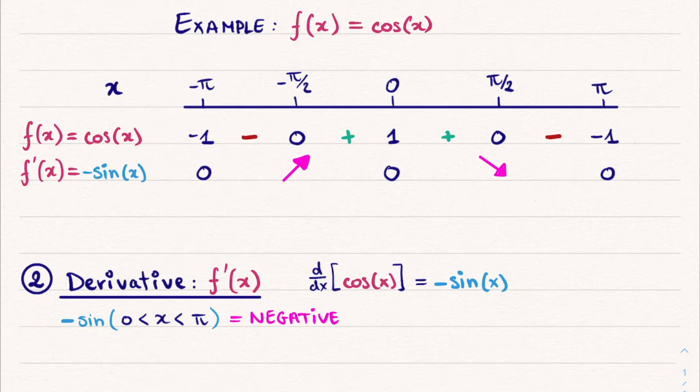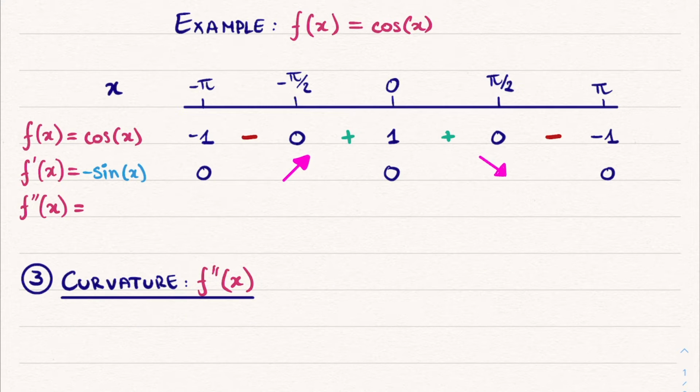decreases in this interval. So now we already know the regions in which our function is positive and negative, and that it increases from minus pi, reaches a maximum at 0, namely 1, and then decreases again until it hits plus pi. The third and final step is to get an idea of the curvature of our function.